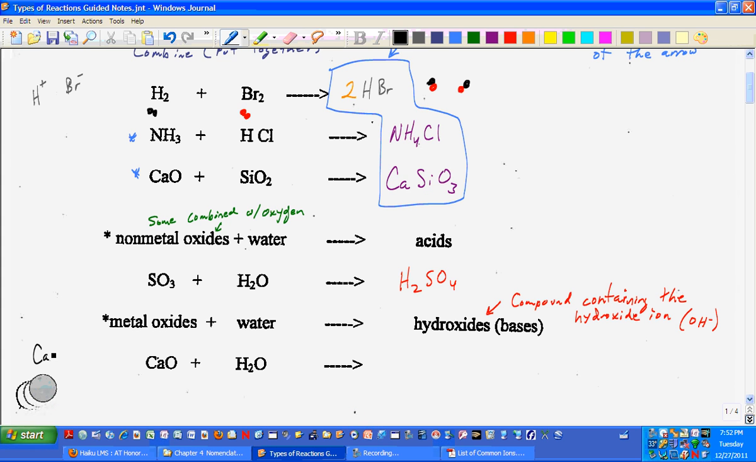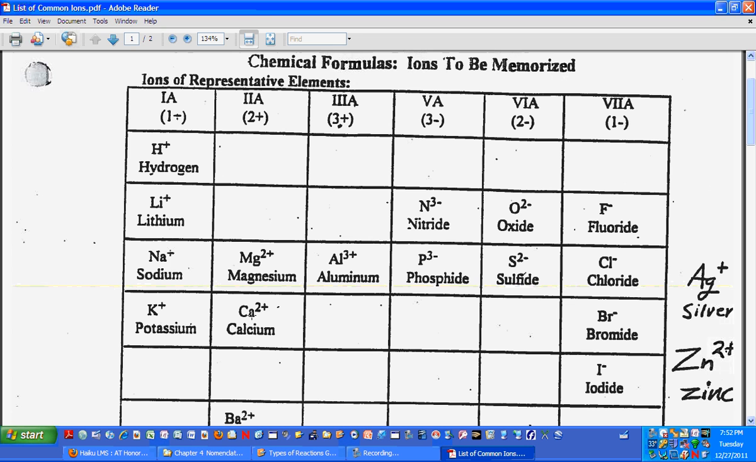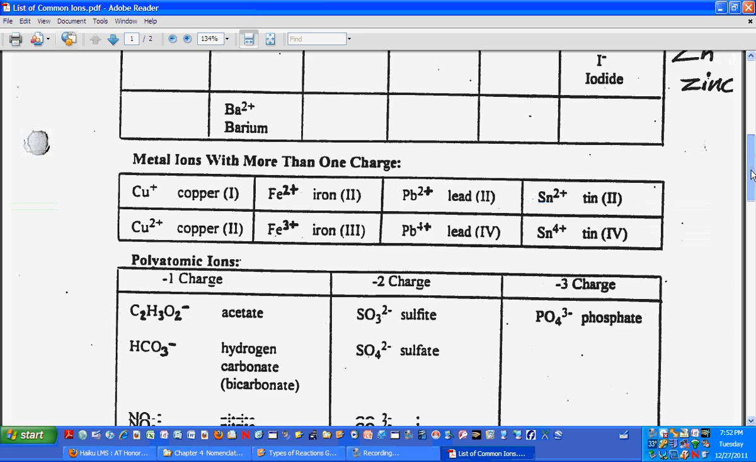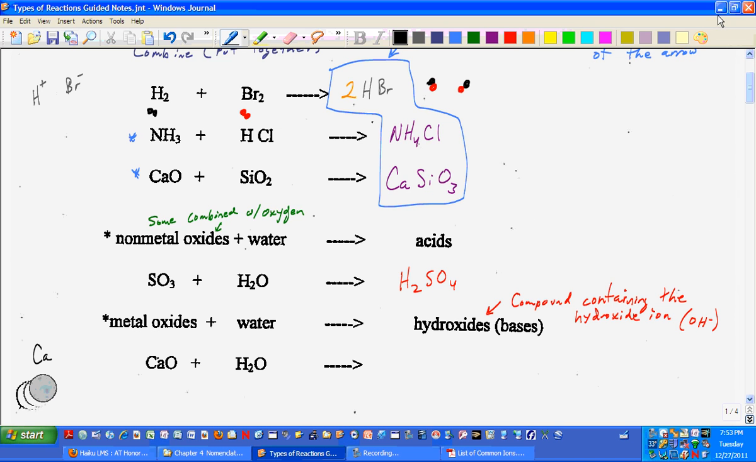Little sidebar here. Calcium, if we look that up on my list of common ions, calcium right here has got a positive 2. Hydroxide, further down here, there it is, OH minus. Again, based on those charge rules, this needs to add up to 0. Right now, positive 2 plus negative 1 does not add up to 0. So I throw another hydroxide down here, and I wind up with a formula of Ca(OH)2.